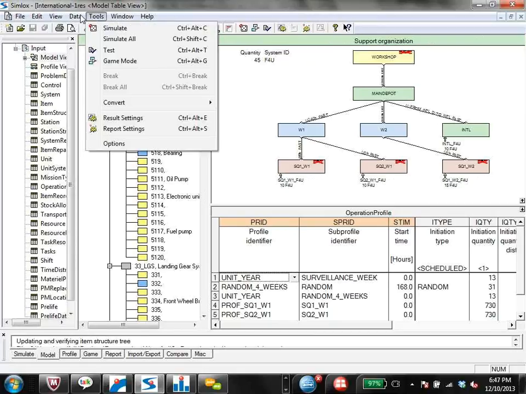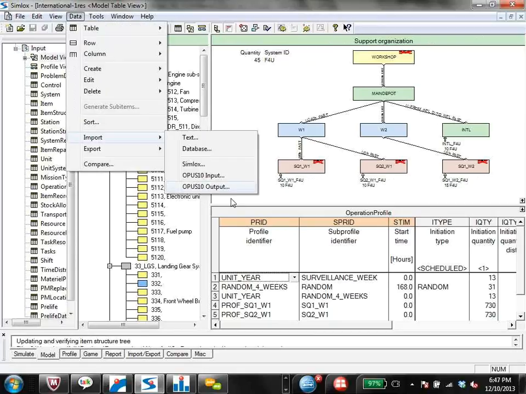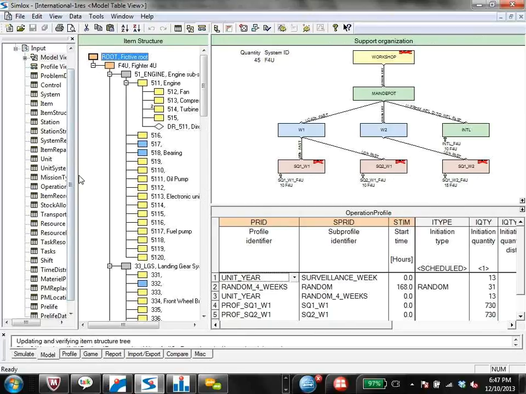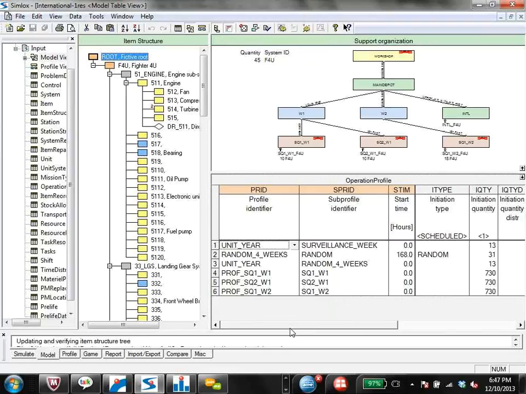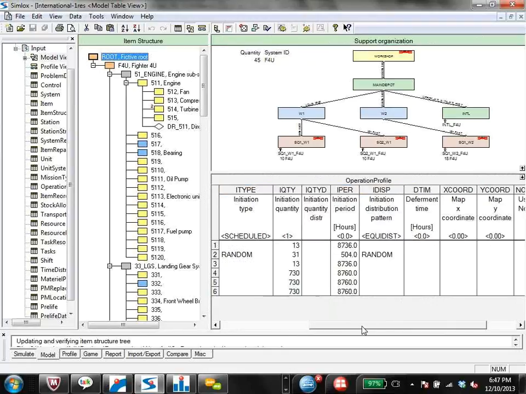Simlox allows us to quickly import our results from Opus 10, that output file, with that stock allocation, with that resource, with that set of repair solutions when we performed our LoRa, and understand how our flight profile that we use to generate that sort of overarching utilization factor will actually perform.